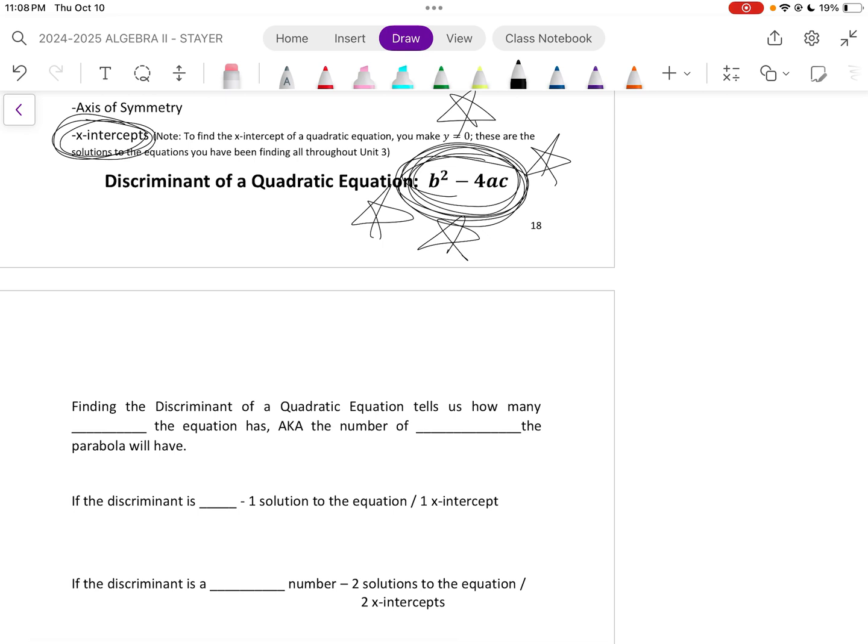This b squared minus 4ac is what we call the discriminant. And we're going to use just this small formula to help us out. So finding the discriminant of the quadratic equation tells how many x-intercepts it has. Remember, different words we could use are roots, zeros, solutions, answers. All of those words are synonyms to the word x-intercepts, okay?